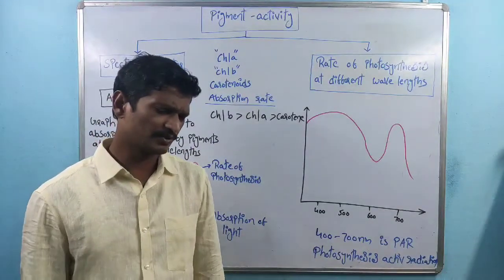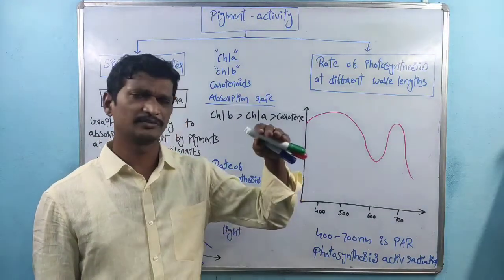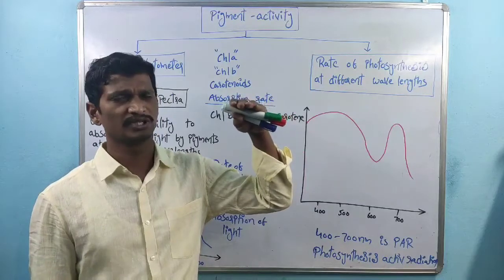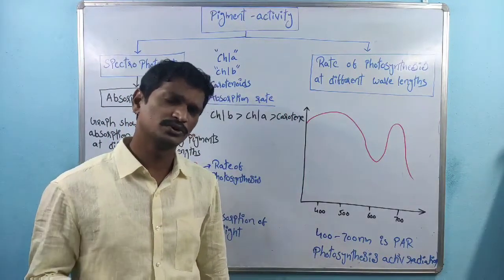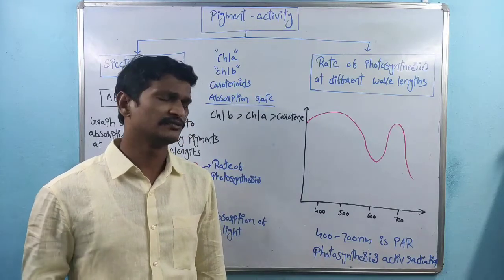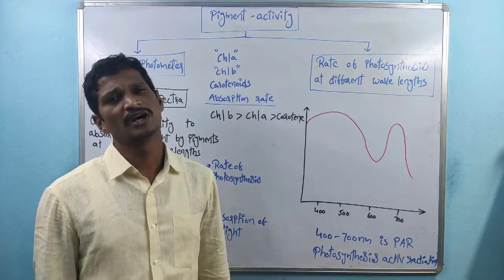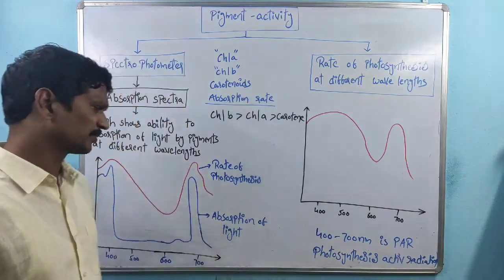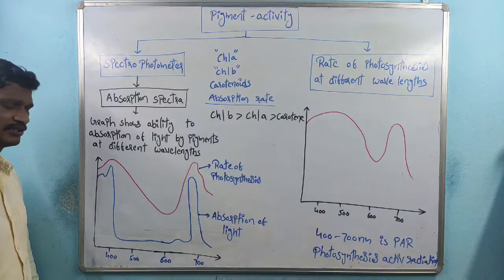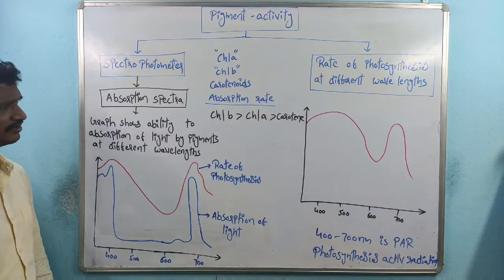And all of you remember: high light absorption, high rate of photosynthesis, and oxygen evolution is also more. Where more photosynthesis takes place, there is definitely more oxygen evolution. So that is one of the common points, right? That is about the first graph.